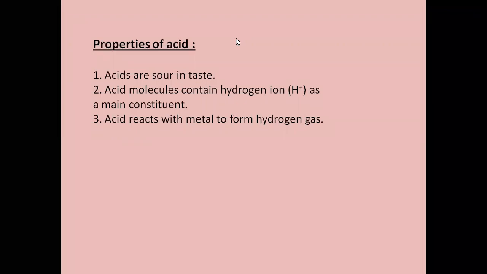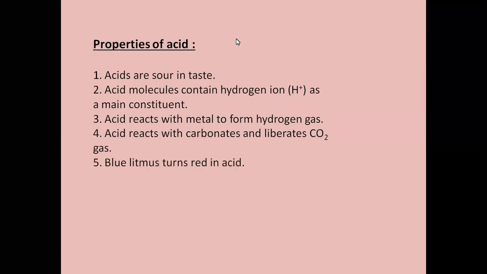And acids react with carbonates. Carbonates have the formula CO3. So acids react with carbonates and liberate carbon dioxide gas. And we also know acids turn blue litmus red. Aren't the properties very simple? Come on, quickly, everyone repeat after me. Everyone, you have to be repeating the definitions, please, because these properties are very simple and they're usually asked in the exam. Come on, everyone.